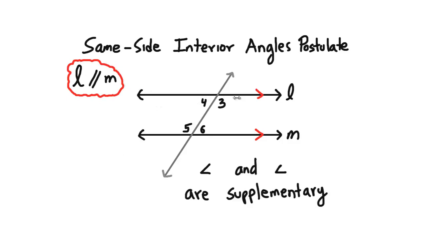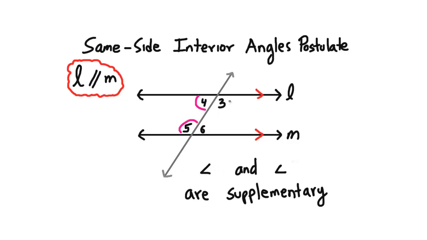So if you have two lines that are parallel and you have a transversal cutting through, then the same side interior angles postulate tells us that angle 4 and angle 5, 4 and 5 are supplementary. So the same side interior angles are supplementary, meaning they add up to 180 degrees.